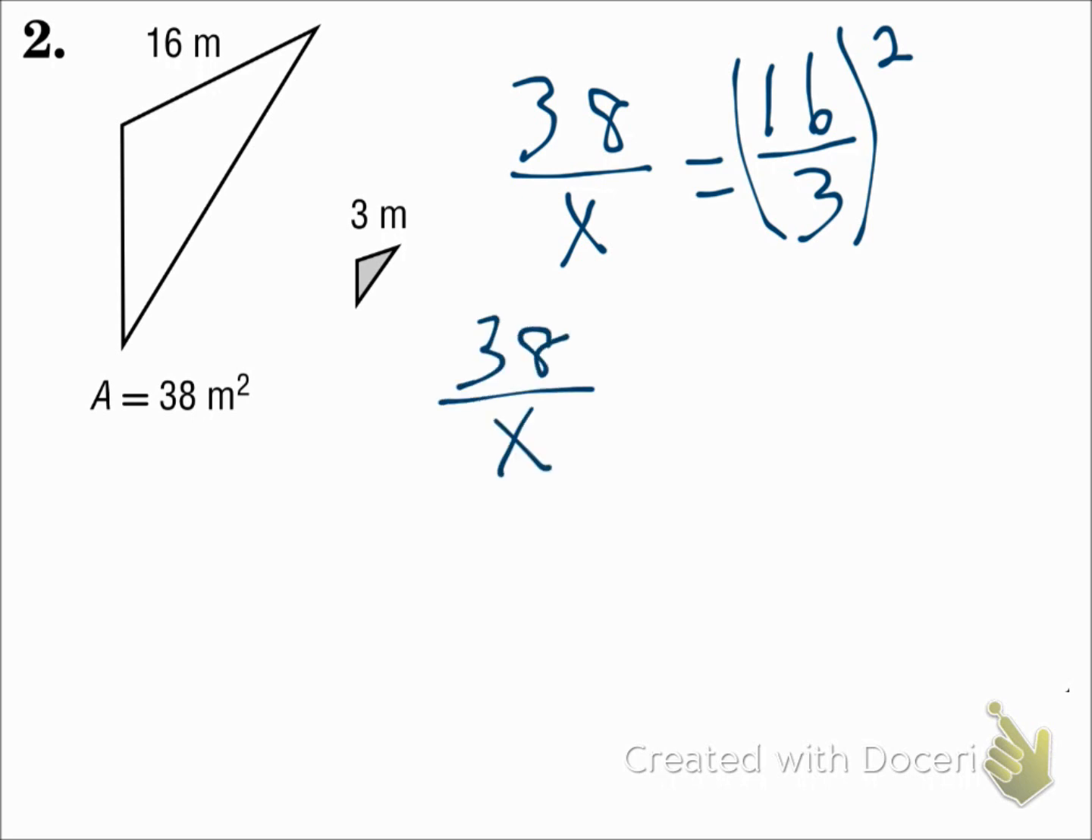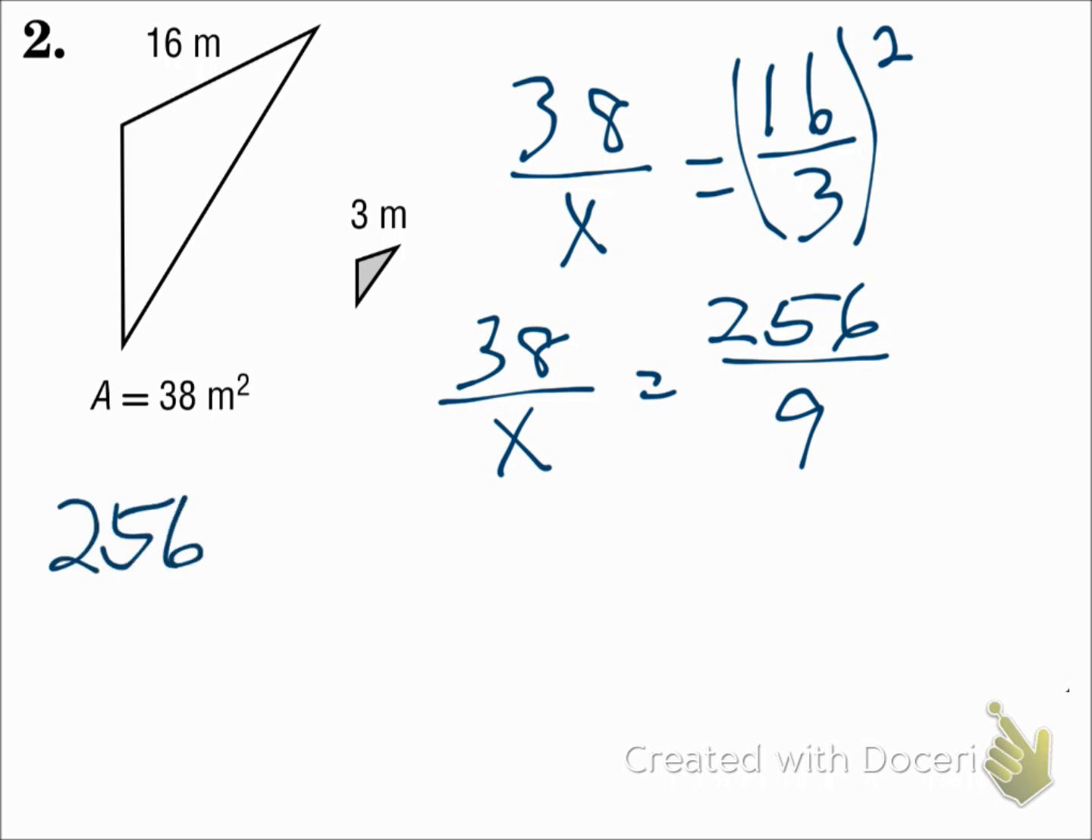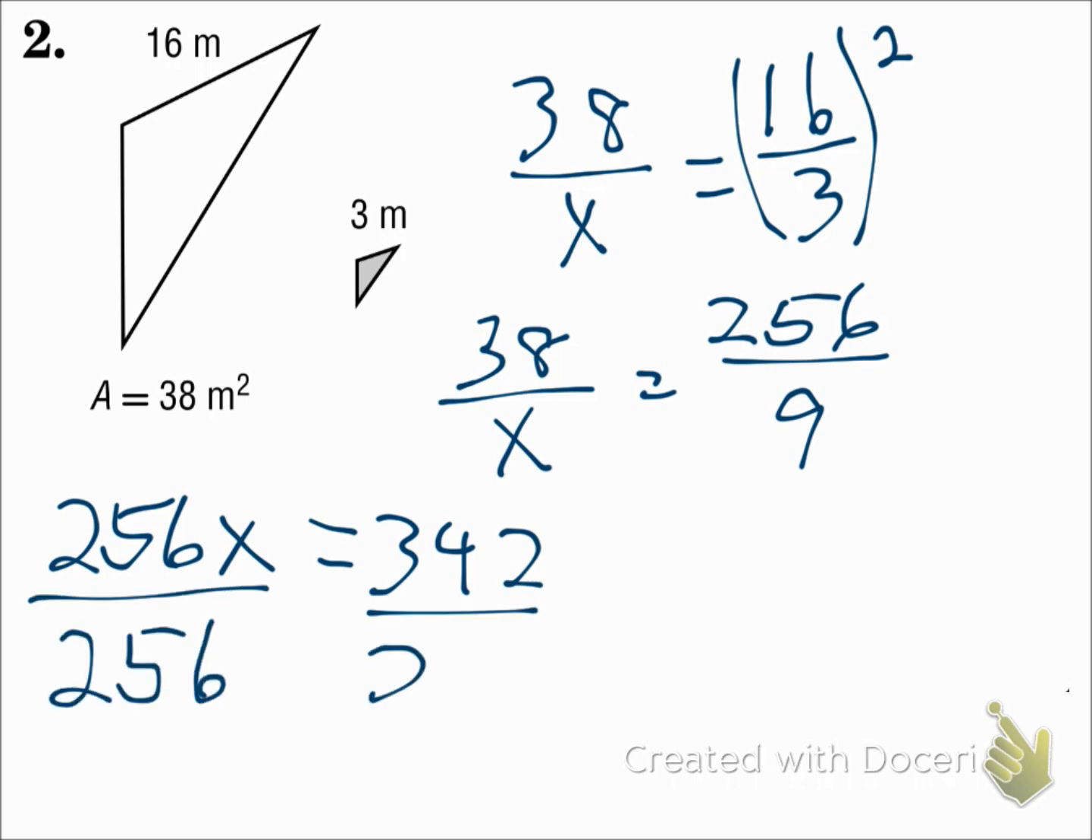38 over x equals 256 over 9. Cross multiply. X times 256 is 256x. 38 times 9 is 342. Divide both sides by 256. And the area is approximately 1.3 meters squared.